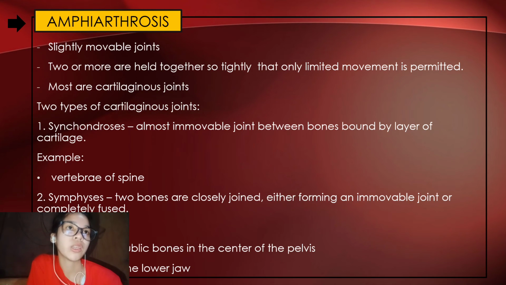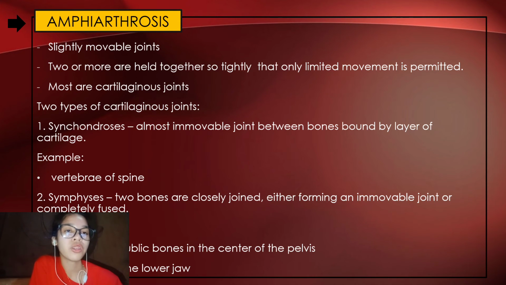The second type of joints is what we call amphiarthrosis. These are the joints that are slightly movable. Two or more bones are held together so tightly that only limited movement is permitted. Most of these are the cartilaginous joints. There are two types of cartilaginous joints. Number one is enchondrosis, almost immovable joints between bones bound by a layer of cartilage. The example of this one is the vertebrae of the spine.